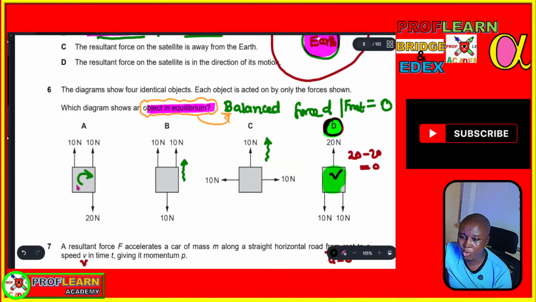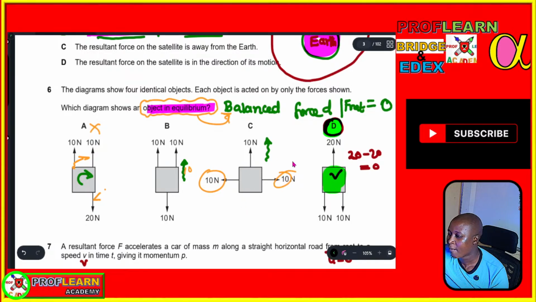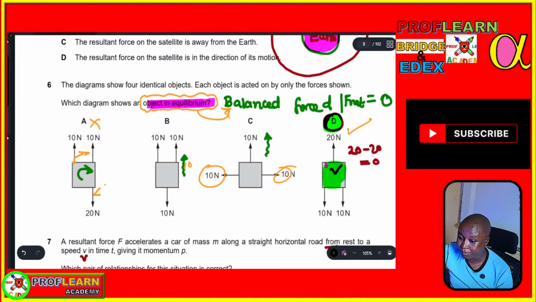So A cannot be correct because this force that is acting here is going to create a rotational motion, and this one also is going to create a rotational motion. This one is down, this is up. So the only force that is going to create a rotational motion is this force here. So this is not at equilibrium. Upward forces here are 20, downward forces here are 10. So the object is going to experience an upward force of 10 newtons, and this one also is going to experience an upward force because this and this one will cancel out. So the only object that is balanced, which is at equilibrium, is this one.